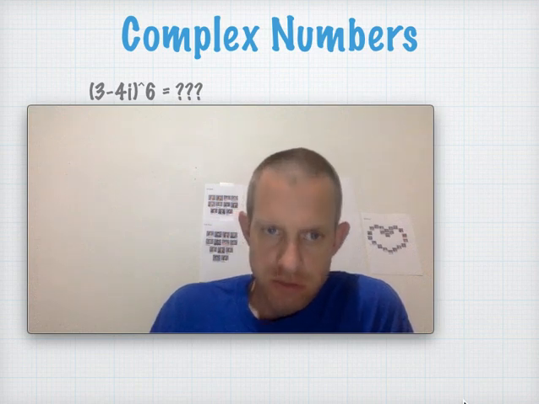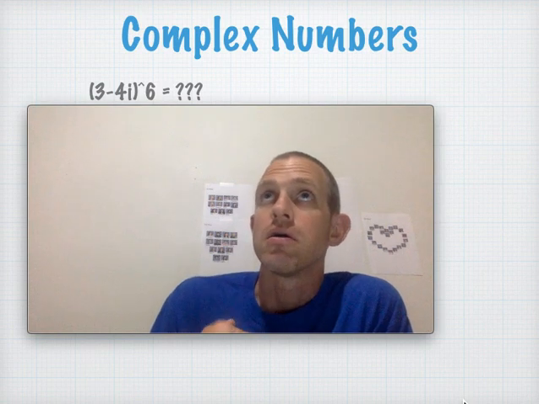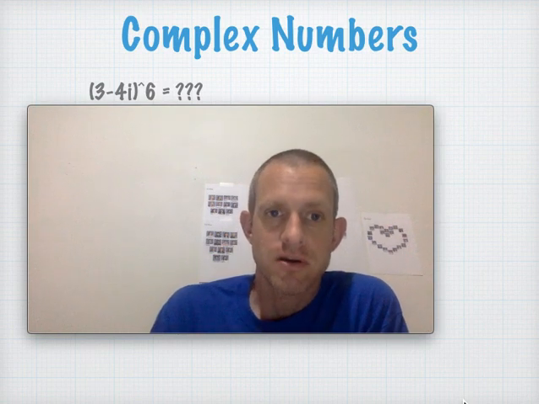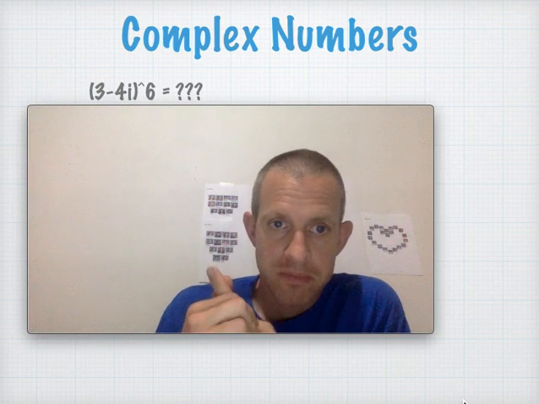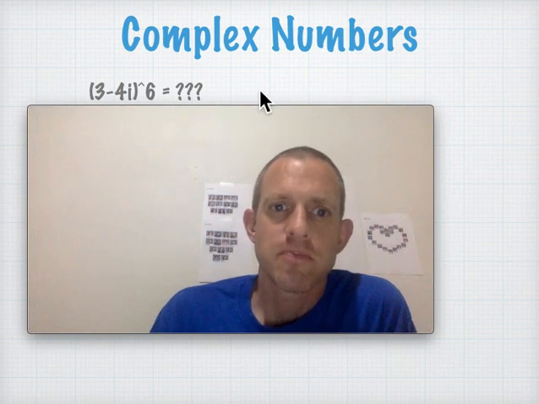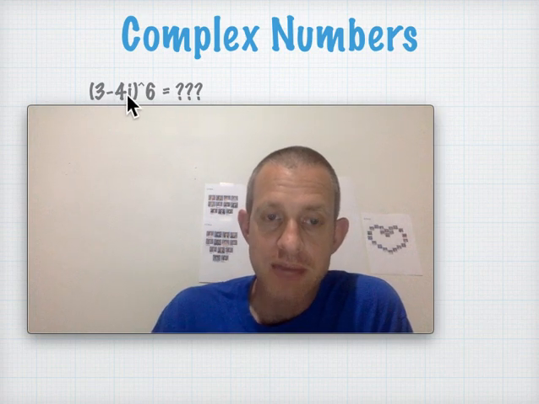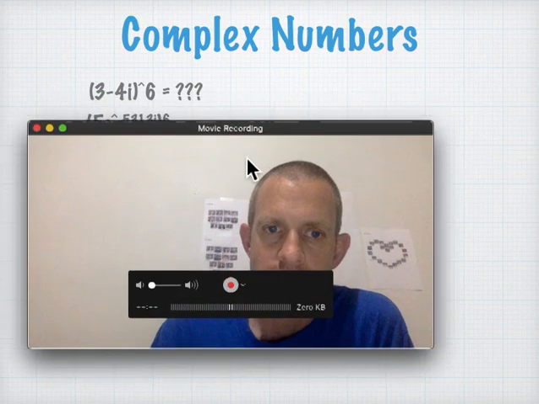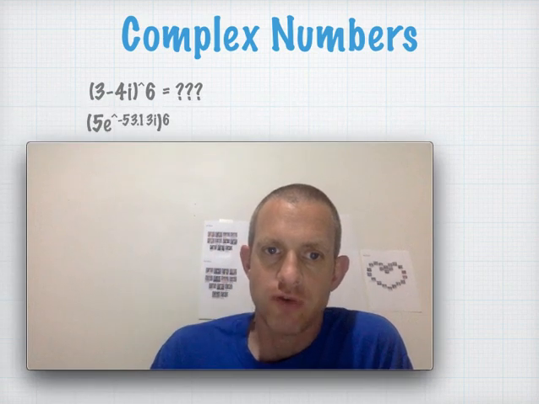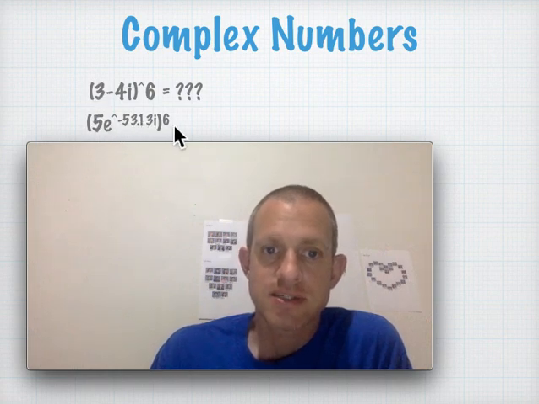De Moivre's theorem involves putting this in the exponential form, the polar form, excuse me. So if we put this in polar form, we found that earlier that 5 was the absolute value and the angle was negative 53. And so here is polar form of that same problem: 5 e to the negative 53i raised to the 6th.